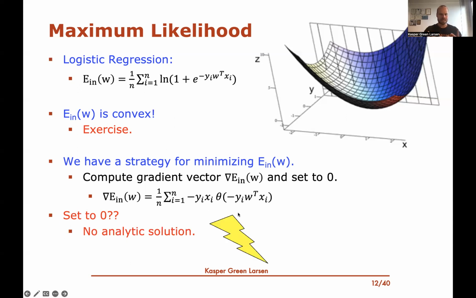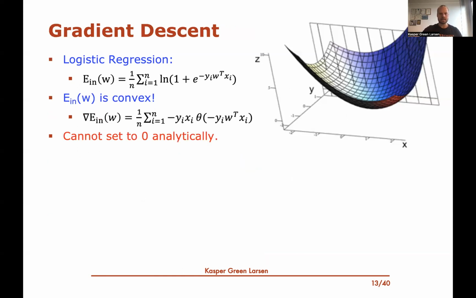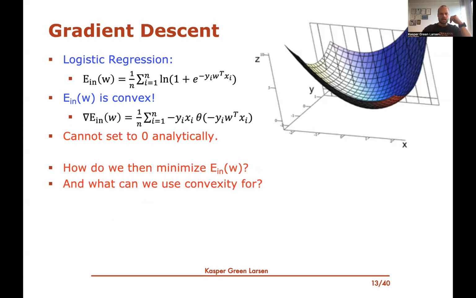So what do we do now? Has this all been for nothing, that we've looked at the gradient and we have argued that the function is convex and so on? Because we can't actually do the last step, so we cannot analytically set this gradient to 0. So then how can we instead try to minimize this ensemble error if we cannot set the gradient to 0? What other strategies do we have available? And can we still use this convexity for something?